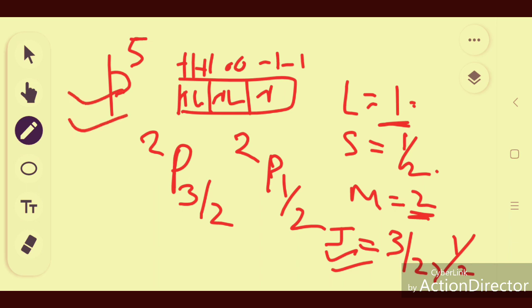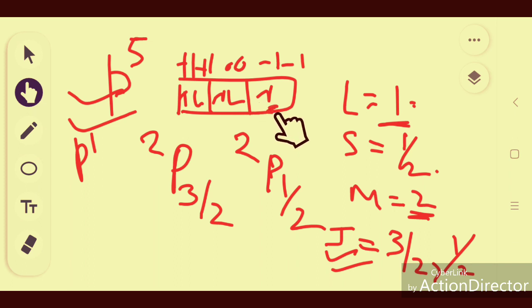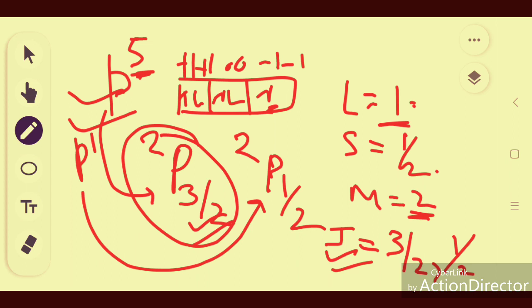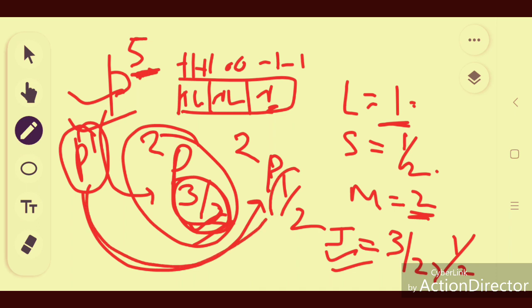Now this configuration is similar to the P1 configuration. You can recall that there was one unpaired electron. Again, in this configuration also, there is one unpaired electron. So these two ground state terms may be possible. But in this case, because it is more than half filled, the ground state term will be the one having the higher J value. You can compare with the P1 configuration, where the ground state term was 2P1/2. In this case, the ground state term is 2P3/2, because according to the Hund rule, when it is more than half filled, the higher value of J will be the ground state term. For less than half filled, the lower value of J will be the ground state term of the particular configuration.